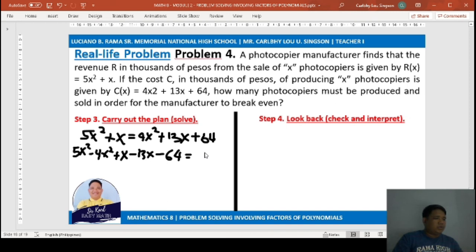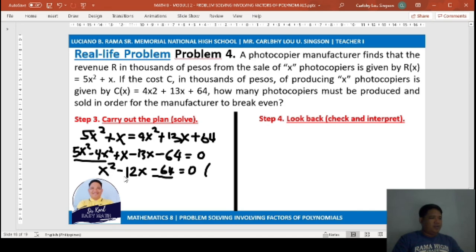So combine like terms. 5x squared minus 4x squared gives us only x squared. And x minus 13x gives us negative 12x. And minus 64 is equal to 0. So now we have another general trinomial: x squared minus 12x minus 64 equals 0. Since this is a general trinomial, again, we need to find factors of negative 64 which, if we add them, will give us negative 12.